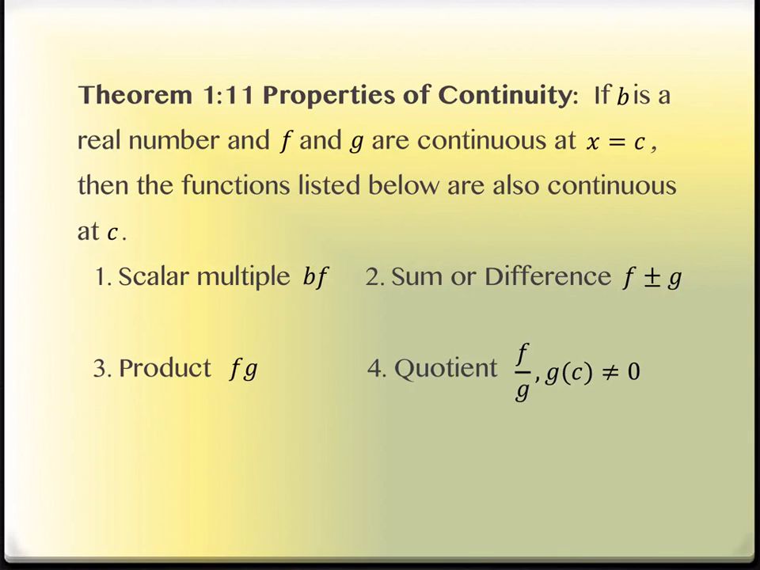If you add or subtract two functions that are continuous, you still have something that's continuous. If you multiply two functions that are continuous, you still have something that's continuous. And as long as the denominator is not 0, if you divide two functions that are continuous, you still have a function that's continuous, everywhere but where the denominator would be 0. That one's a little bit trickier because you can get denominators equal to 0 pretty quickly. Any questions on this? Okay.